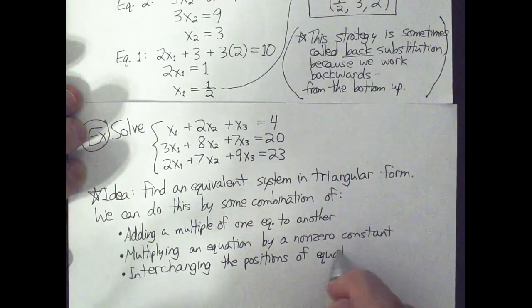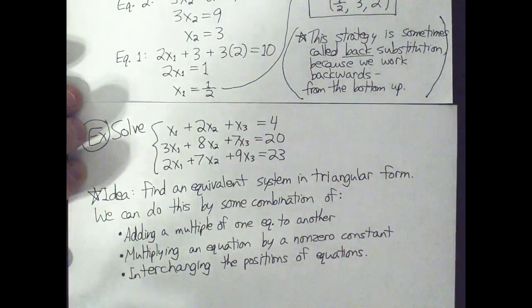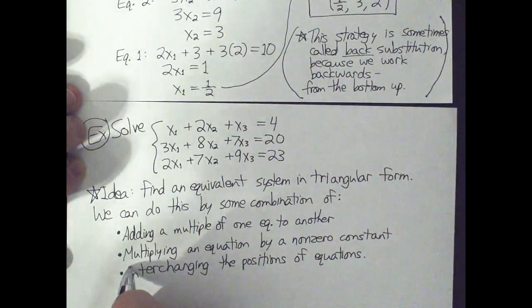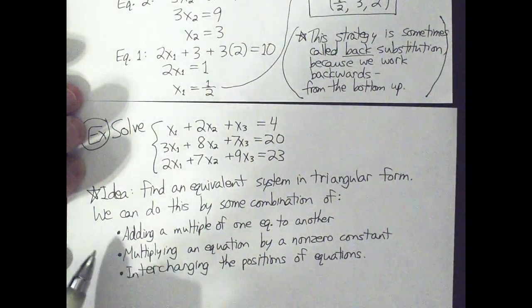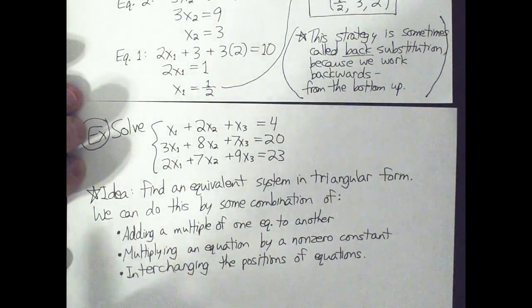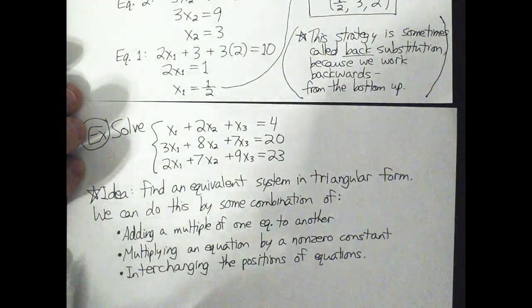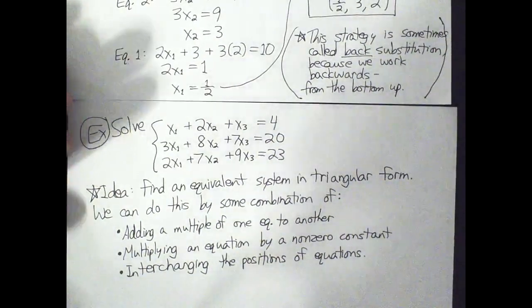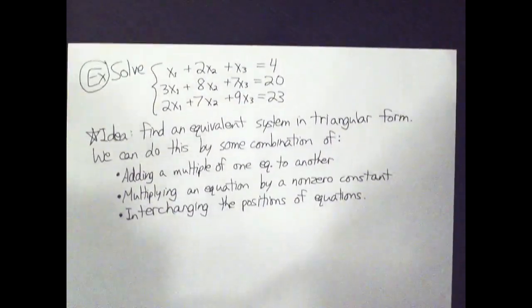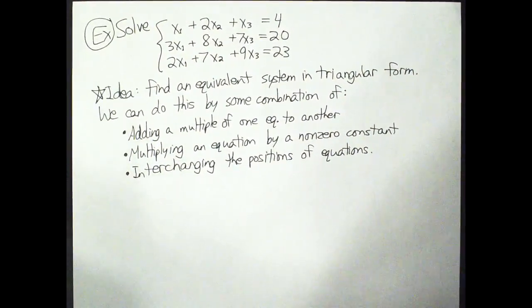So I claim that by some combination of these three steps, when I say some combination, I mean we might not do them in this order. I didn't number them 1, 2, 3 because we might not do them in this order. And we might actually need to do one of these steps more than once, or we might need to do one of these steps not at all. But by some mixture of doing these types of things, we can actually find a triangular system that's equivalent to this problem. I'll show you this, and this is something that we're going to need some practice. It's going to take a while to get the hang of it, but it's a pretty powerful strategy.